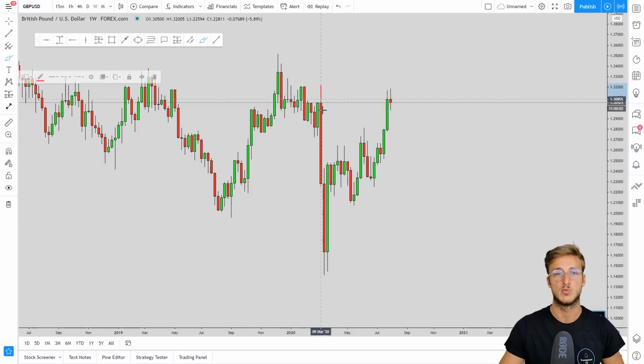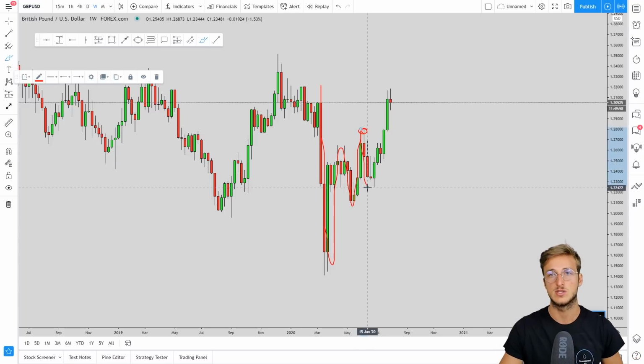Then again, we spoke about GBPUSD after the market had created this W formation, saying that we definitely wanted to see the market give us this move to the downside. That is exactly what the market did.